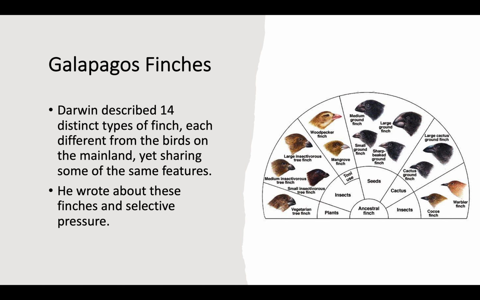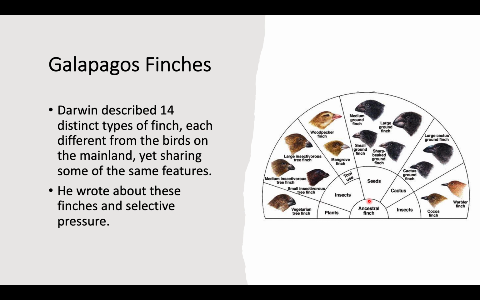And so they were different from the mainland birds, but they actually shared very similar features in a lot of ways. And he wrote about these finches and selective pressure. So if you look at this image I attached here, we have an ancestral finch that would have come from the mainland, and then we have different food sources.